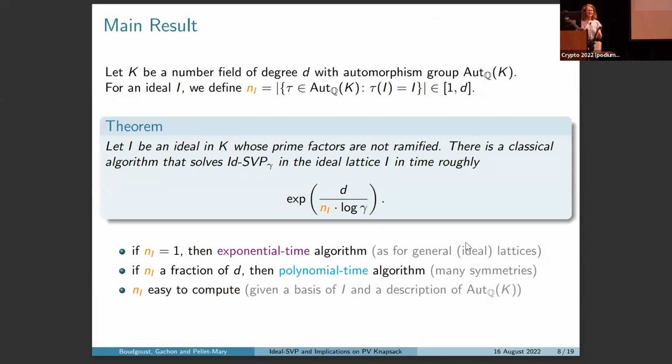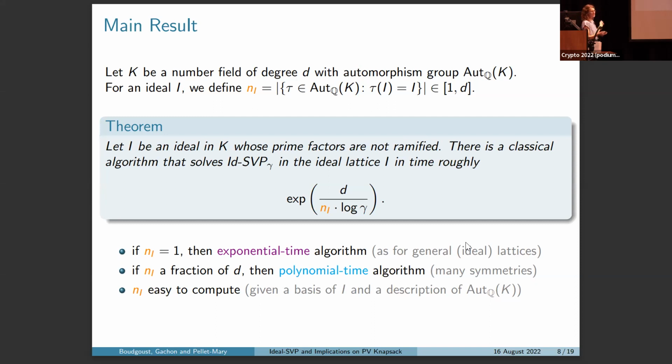Okay, so now there's a bit of math coming. I will try to explain what I mean by symmetries. So we have the number field of degree D, and we look at the group of automorphisms. And then what we define is this number Ni, that is the number of all the automorphisms that fix the ideal as a set. So we know that in this group, there's the identity, and the identity always fixes the ideal. So we know that this number is at least 1. But this group has at most D, which is the field degree, elements. So this number is also at most D.